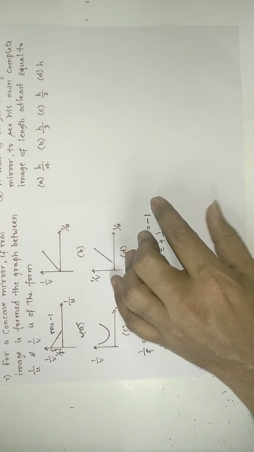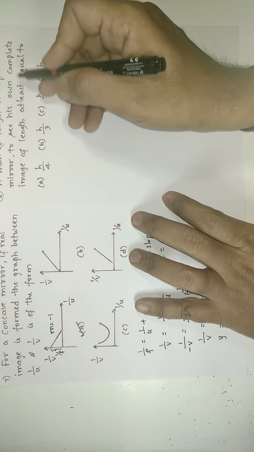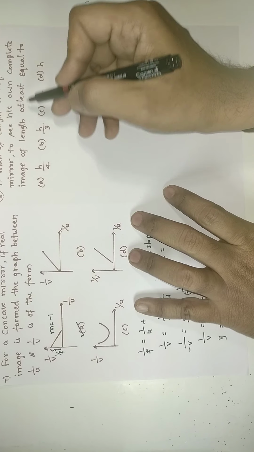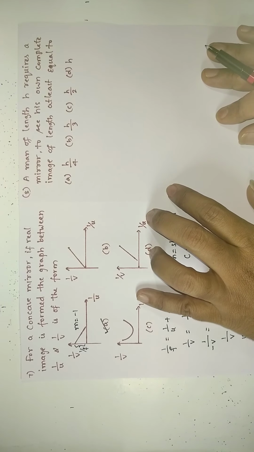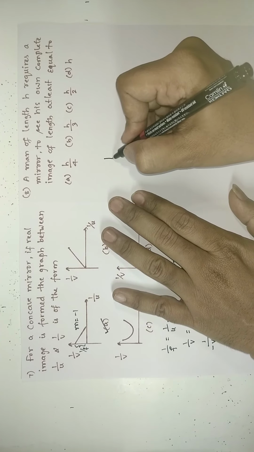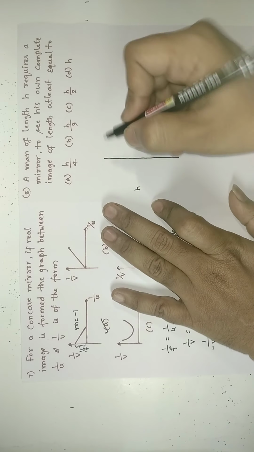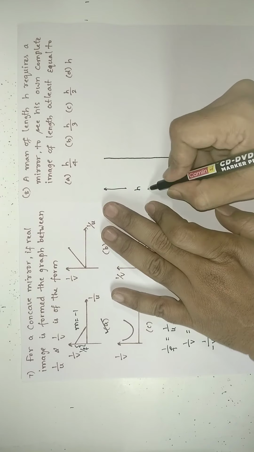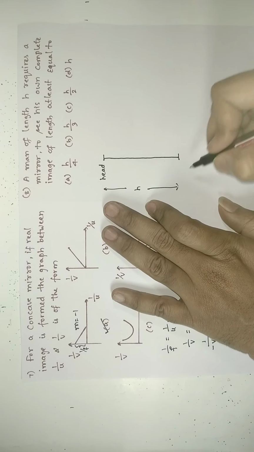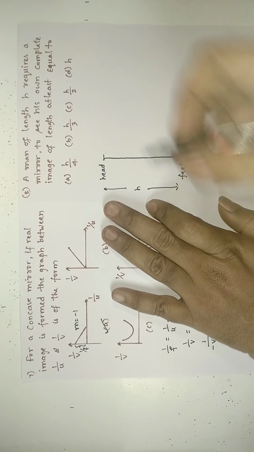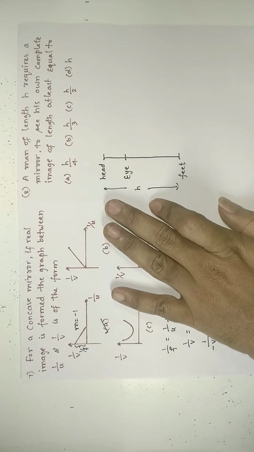So he says that you have a man of height or length equal to h who requires a mirror to see his own complete image. So what should be the minimum length of the mirror that is required? Let us consider you have a person whose length is given to be h. So this will be the height of the person. Let us consider this to be the head of the person and this should be the feet of the person. Let us consider the position of the eye of the person to be somewhere here.